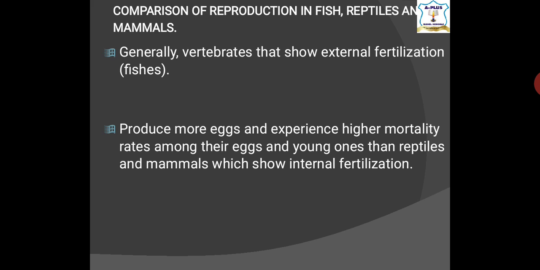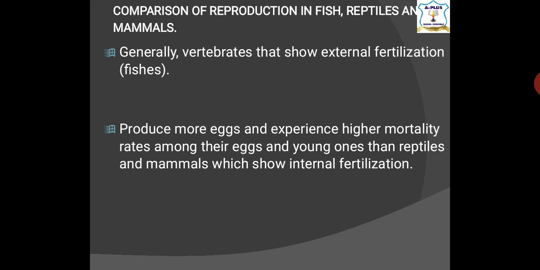Generally, vertebrates that show external fertilization, like fishes, produce more eggs and experience a high mortality rate. Any vertebrate, especially fishes, that shows external fertilization produces more eggs and experiences high mortality.